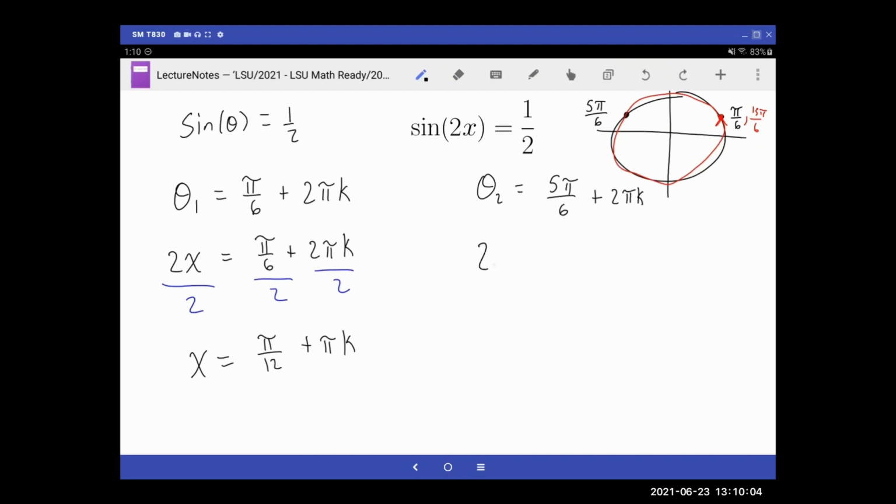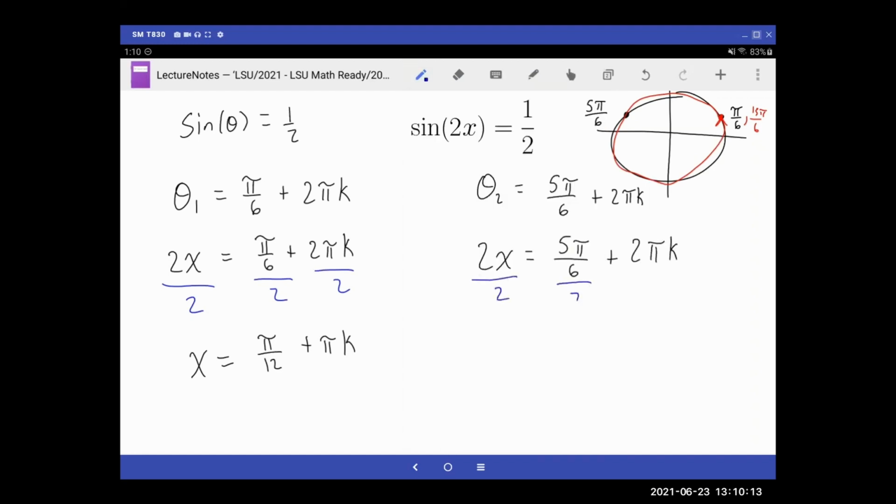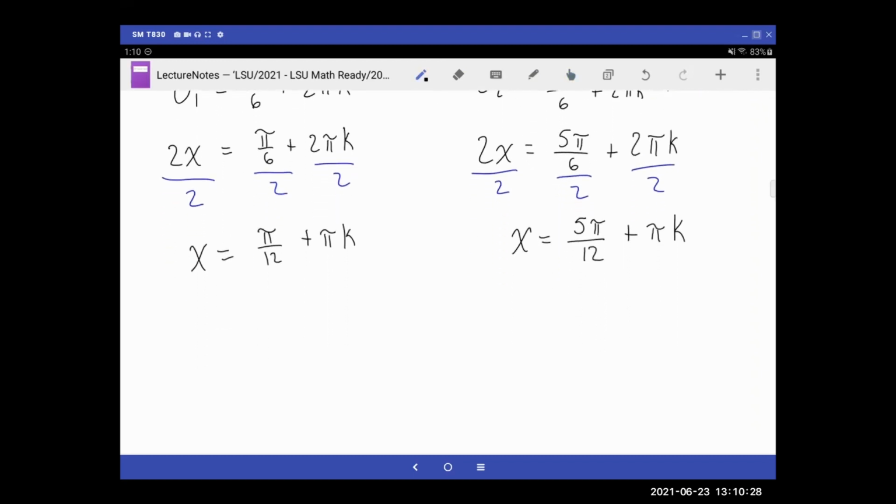Let's talk about this one here. So 2x is equal to 5 pi over 6 plus 2 pi k. Again, I'm going to divide everything by 2 to get x by itself. And again, I'll get pretty much the same thing, except with a 5 in front of the pi. Okay, so those would be my solutions together. Pi over 12 plus pi k. 5 pi over 12 plus pi k.